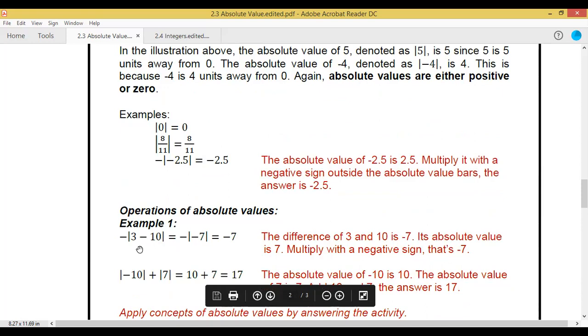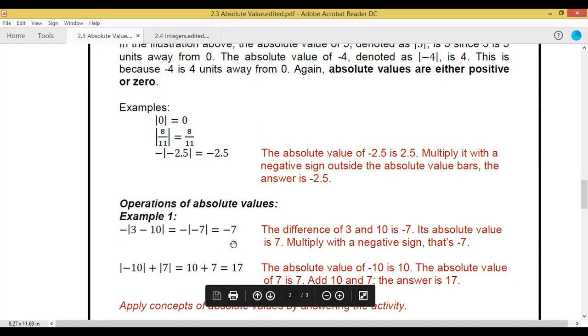Let's try adding using the absolute values. Let's start first with the ones inside the absolute value bars. 3 minus 10 is -7. And the absolute value of -7 is +7. But since there is a negative sign outside, the negative times +7, the answer is -7.